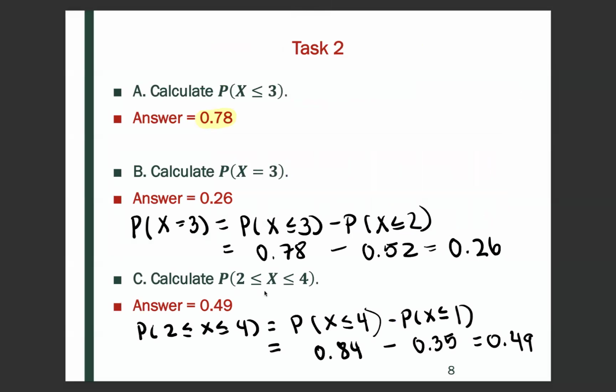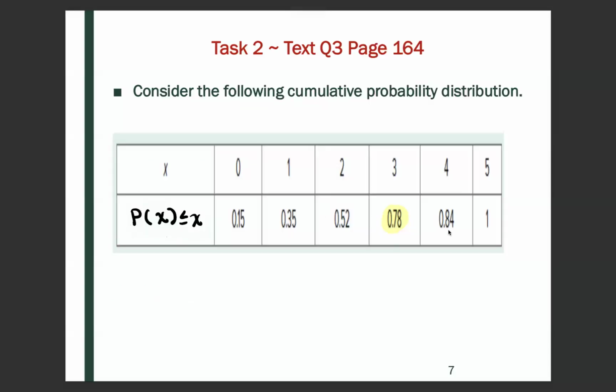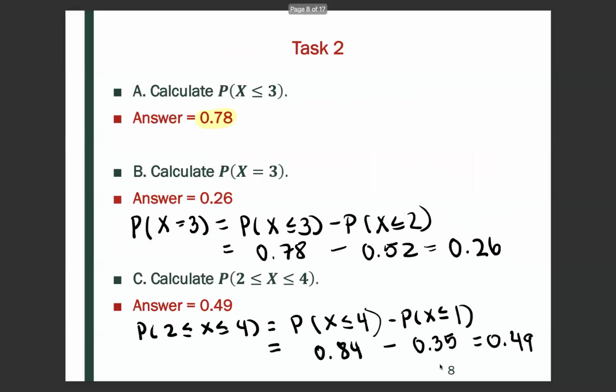Calculate the probability that X is in between 2 and 4. So that's going to be the probability that X is less than or equal to 4 minus the probability that X is less than or equal to 1. So that's going to be 0.84 minus 0.35. So that's 0.49.